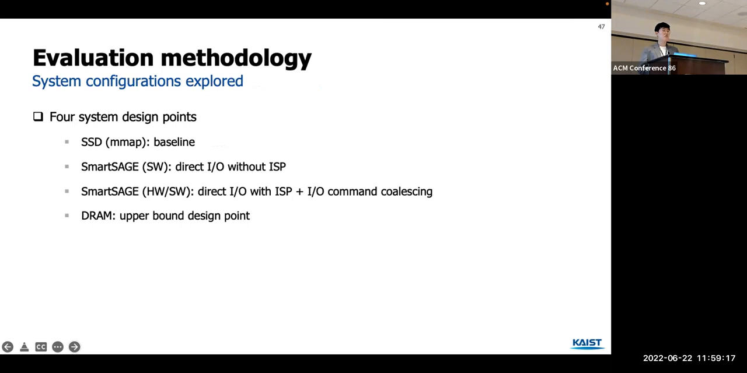Using our hardware-software prototype, we explored 4 system design points. The first one is the baseline memory-map based SSD, and the second one is software-only SmartSAGE, which uses a direct IO feature without ISP. The third one is our proposed architecture with all the proposed optimizations, SmartSAGE hardware-software. And last, we compare our SmartSAGE against an upper-bound oracular in-memory training design point.